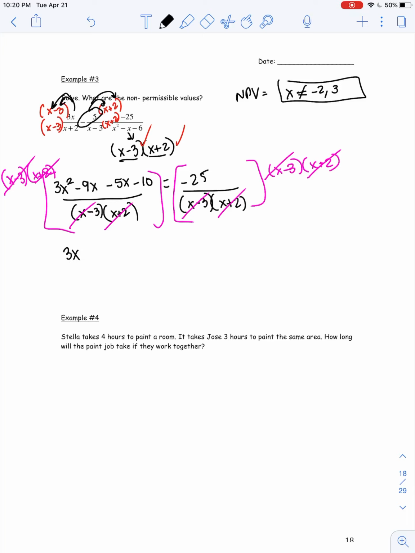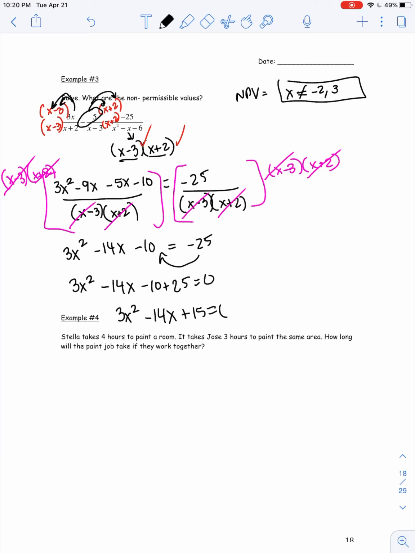is 3x squared minus 14x, because you're combining -9x and minus 5x, minus 10 equals -25. You're going to bring the 25 over to become positive. So that's equal to 0. And now we have 3x squared minus 14x, and that'll be plus 15 equals 0. So in this case, they're not going to be nice numbers.